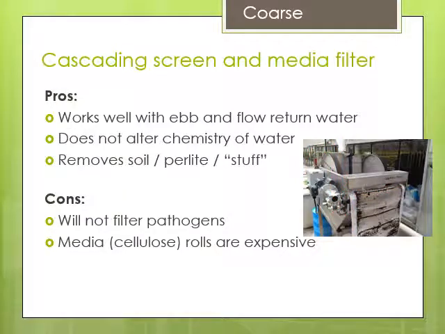But so the pros: it works great, doesn't alter chemistry, and it's pretty reliable.